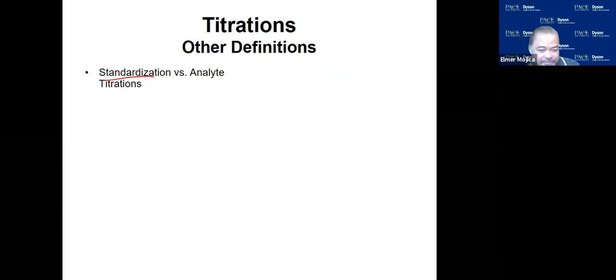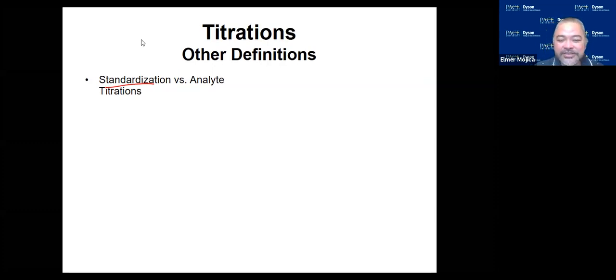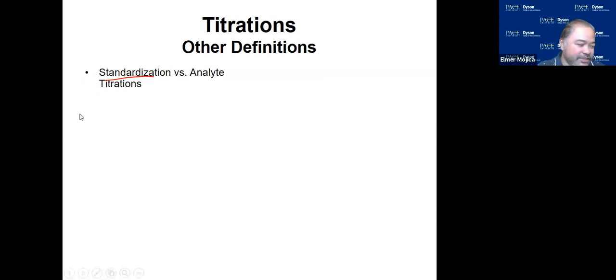Anyone who wants to answer so that they can have a grade in their quiz? How is standardization different from the typical titration? It is a titration, but when we do it, we call it standardization. So anyone? How is standardization different from analyte titration? Anyone?